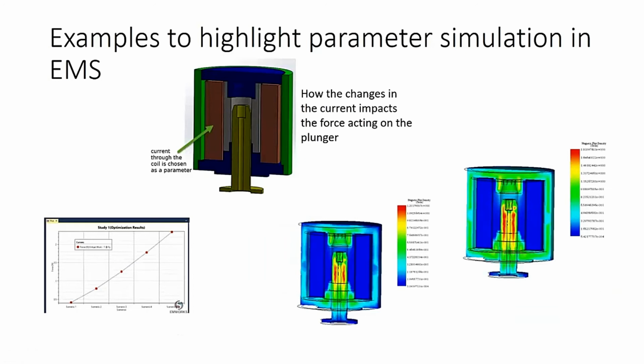In the next example, we will highlight how simulation variables can be used as a parameter. The objective of this particular study is to see how changes in the current affect the force acting on a plunger in this linear actuator. So we will set current as a parameter, and we will study how the force acting on a plunger varies with current. So let us dive straight into SolidWorks and see how this is done.